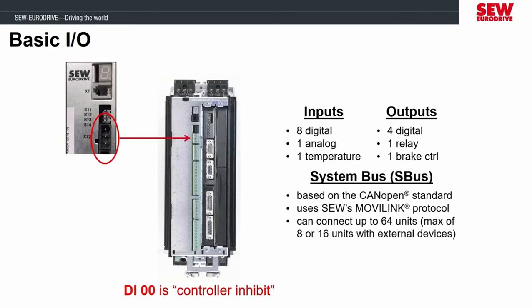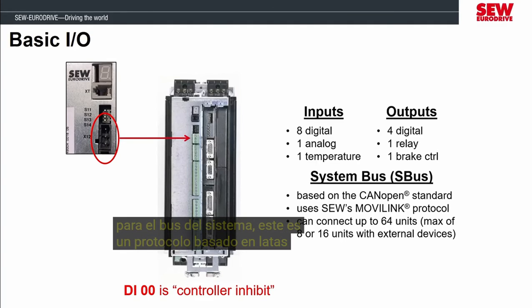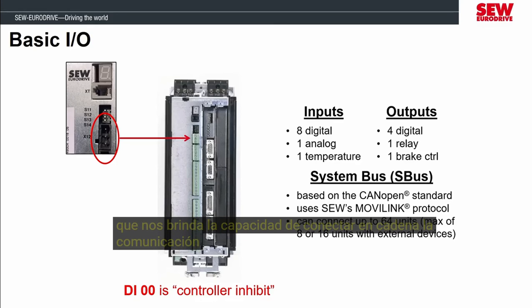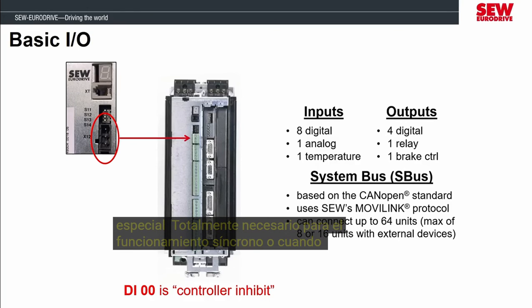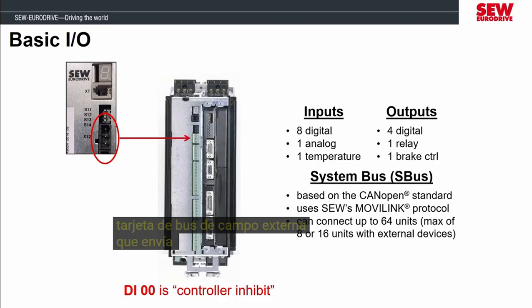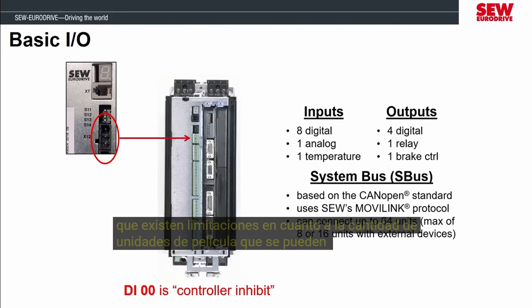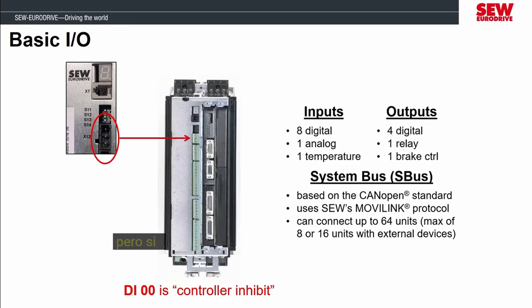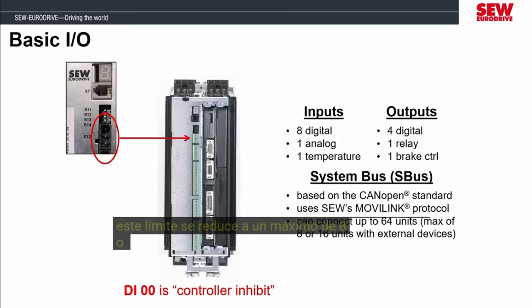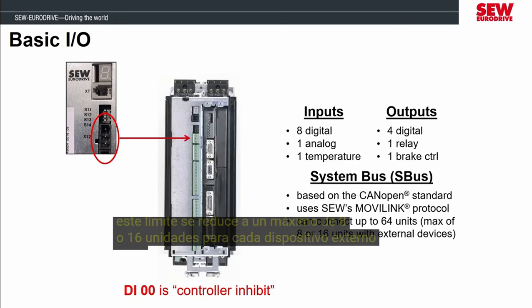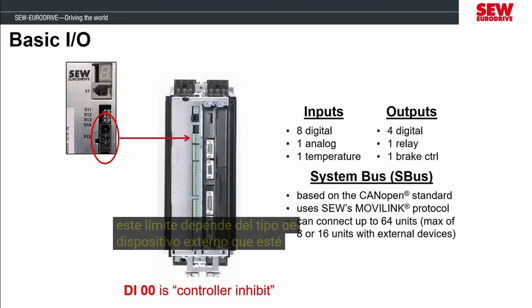Also built into the MOVIDRIVE is this terminal block called S-bus, which stands for the system bus. This is a CAN-based protocol that gives us the ability to daisy chain communication between multiple MOVIDRIVEs. This is especially necessary for synchronous operation or when using an external field bus card that sends process data to each address it sees. There are limitations on how many MOVIDRIVEs you can connect together. The absolute maximum is 64 units if you're only connecting MOVIDRIVEs together. But if you're using an external field bus or some type of synchronization, this limit comes way down to a max of 8 or 16 units for each external device. This limit depends on what kind of external device you are using.